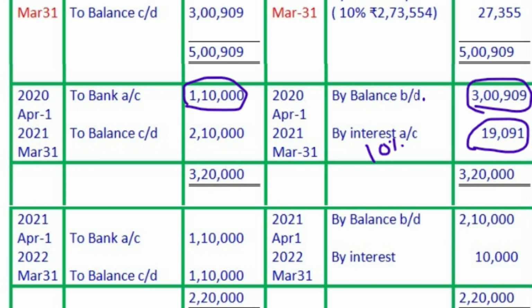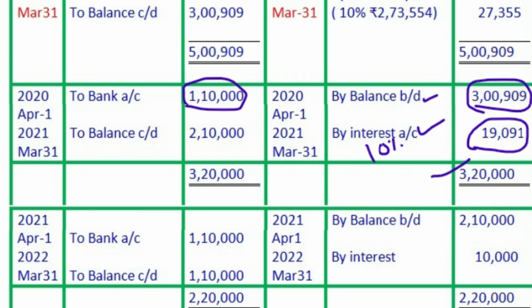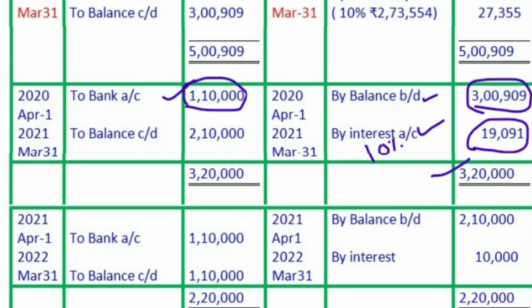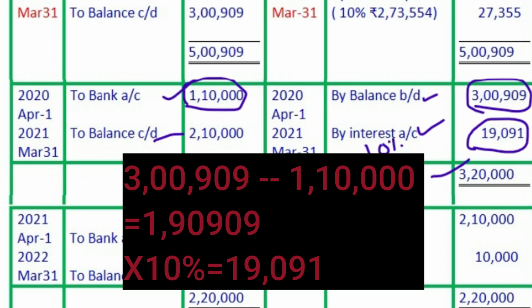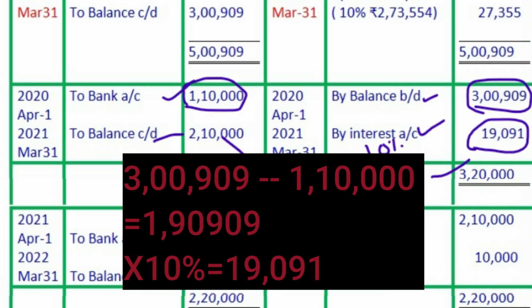And after the second year interest calculation, so balancing of the account of the second year: 3,20,000 minus 1,10,000, so the balance is 2,10,000. Again, now this balance will be transferred to next year, 2020 April 1, by balance BD 2,10,000.